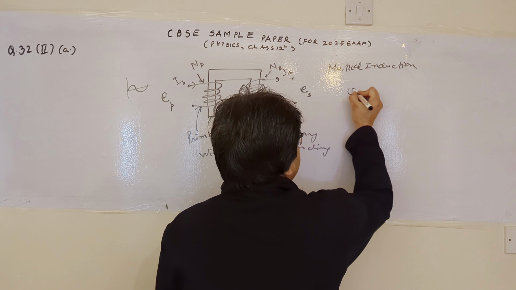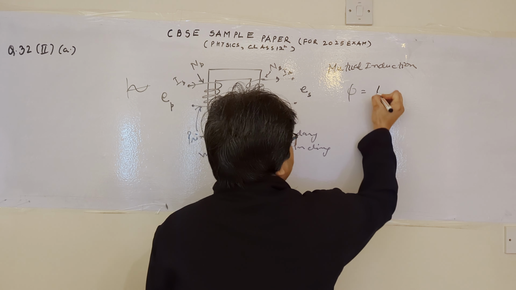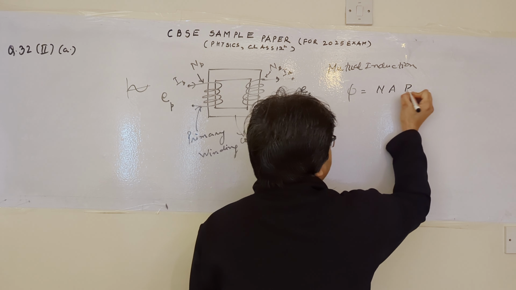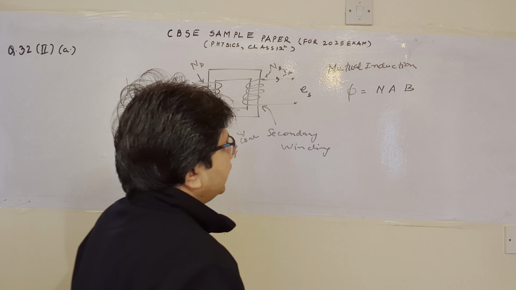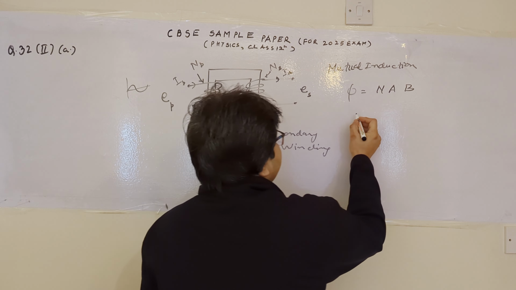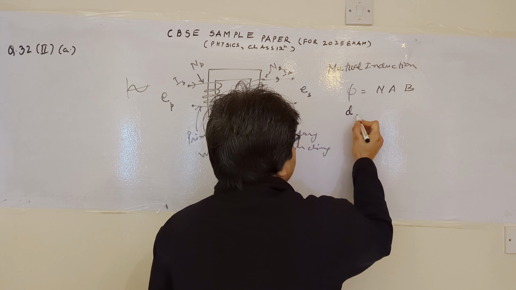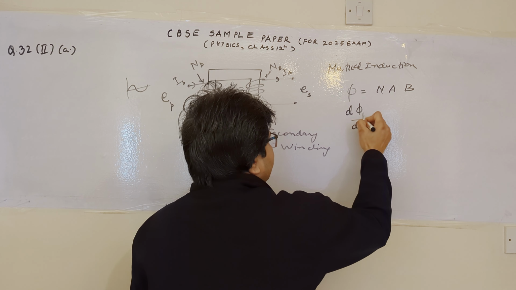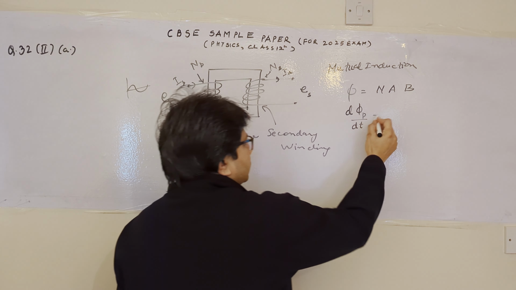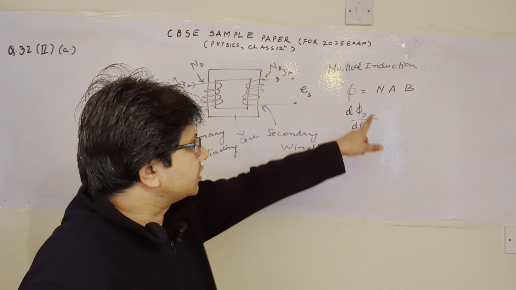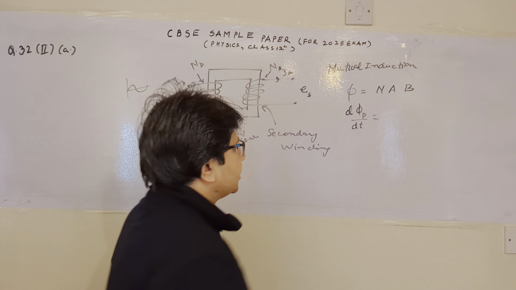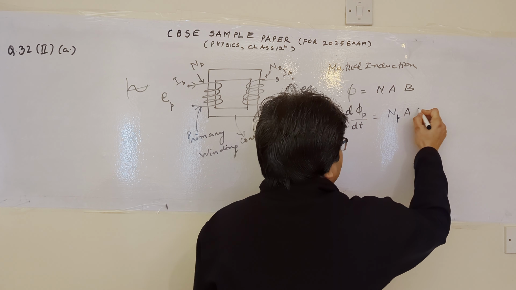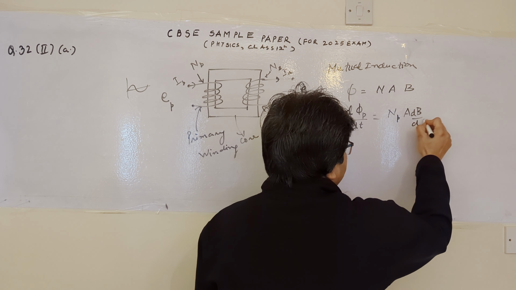Then we know that the flux is given by N A B. So we can say that the rate of change of flux in the input side is d phi by dt, where phi sub p is the flux corresponding to the primary side. So this becomes N sub p into A into B dB by dt.